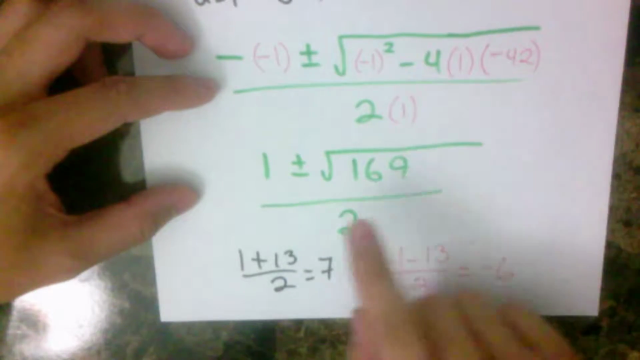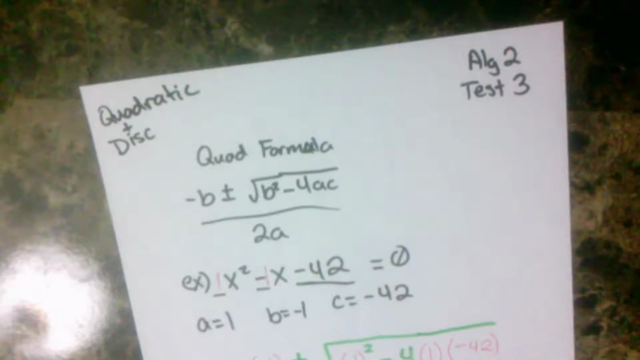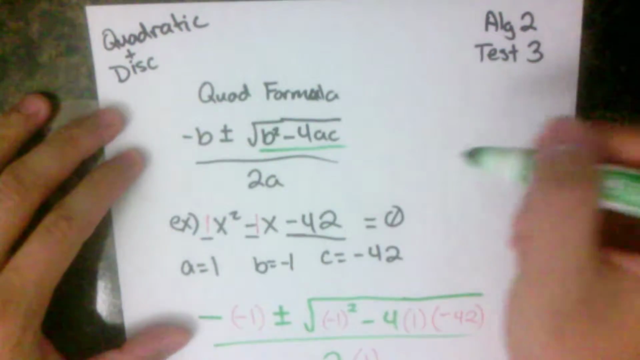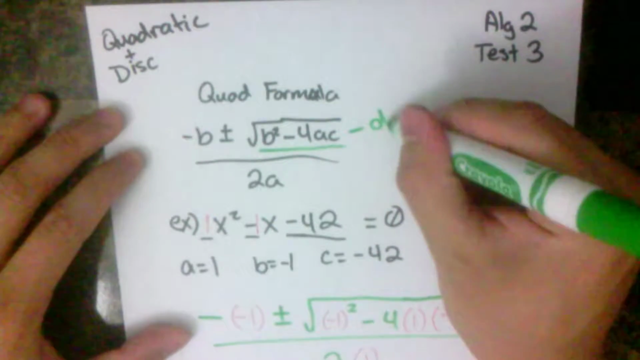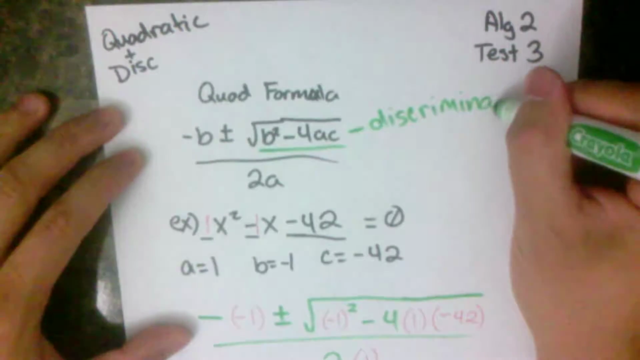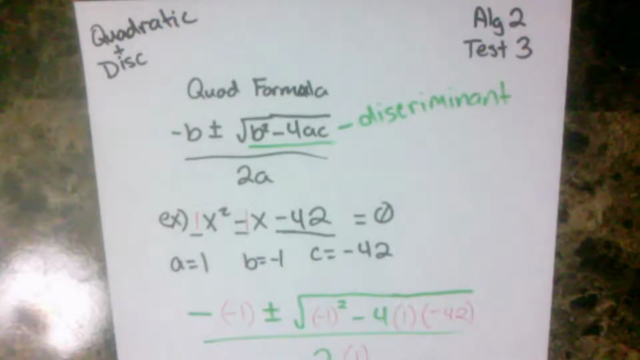Let's go ahead and talk about quadratic formula and its discriminant. If we take a look back here before I move on to the new page, this part underneath the radical is actually called the discriminant. And that discriminant is going to be used to tell us things about our graphs of these equations. We're not graphing yet, but this just tells us a little something about our answers.